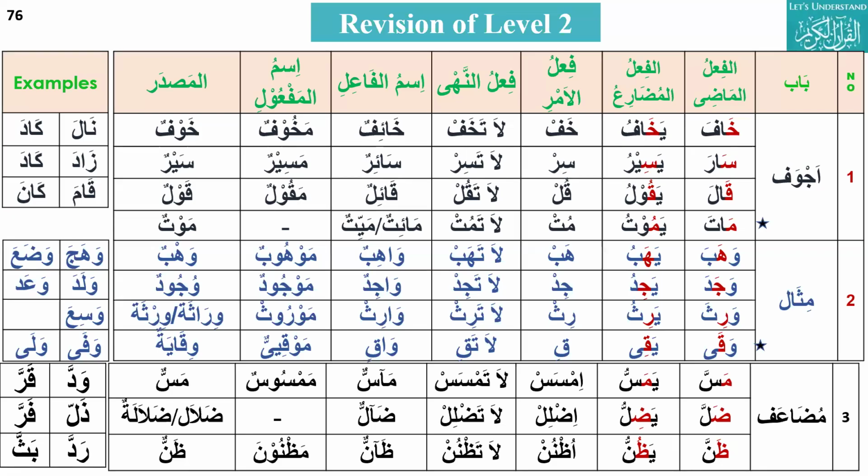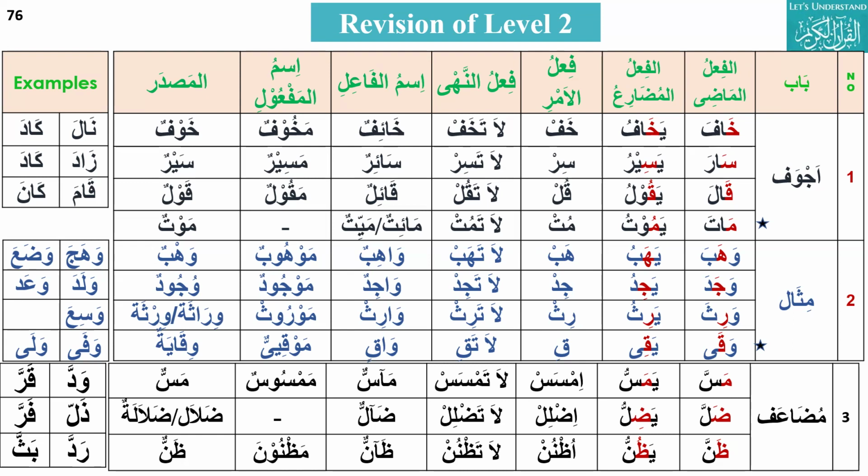And the fourth chapter here is Bab. Okay, thank you, Ahmad Bhai. Fourth, I will go for that. Thank you very much. Nicely summarized. So the summary is very important. At least we will have the meanings of Khafa, Sara, Qala, Wahaba, Wajada, Warisa, Waqa, Massa, Dalla, Zanna.